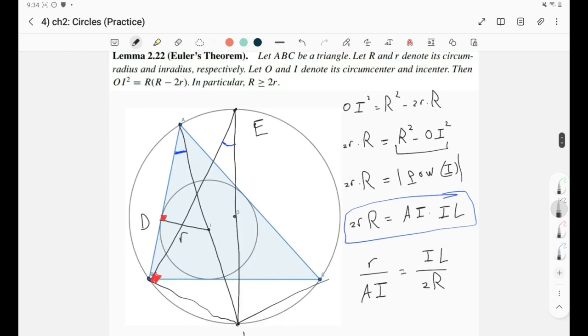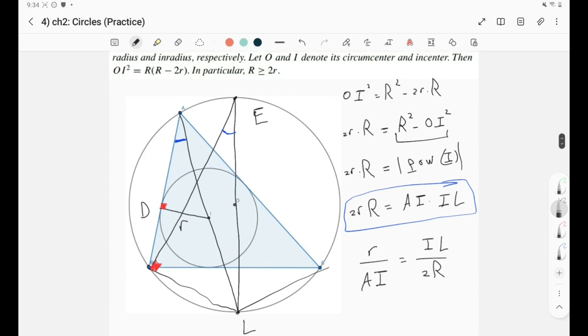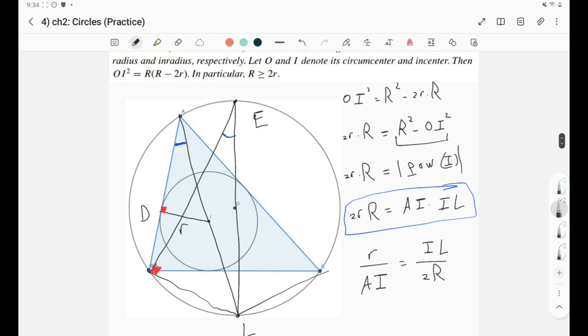Alright, for example 2, the Euler theorem. In this question, we simply tried to play with the equation and moved it to a power of point. We translated it to a power of point I, and then we just did some construction. All the construction was logical. It was all based on how we want to handle the question.